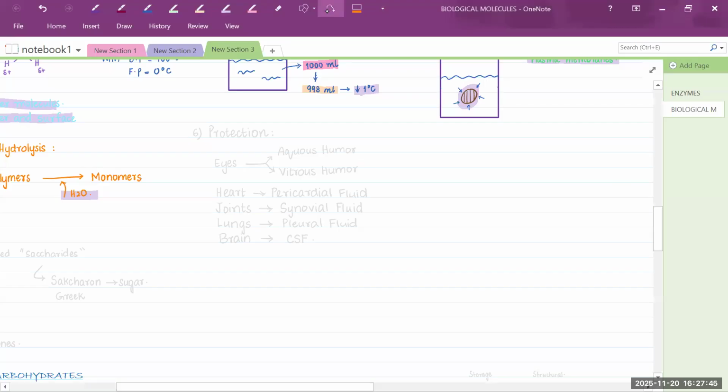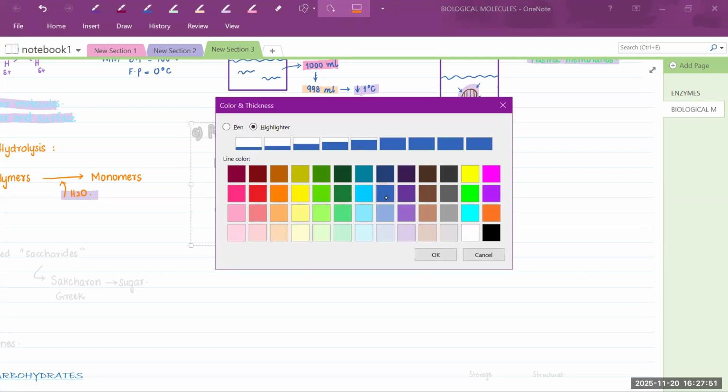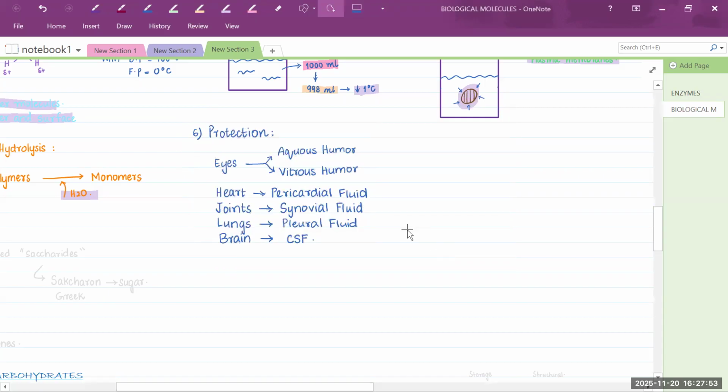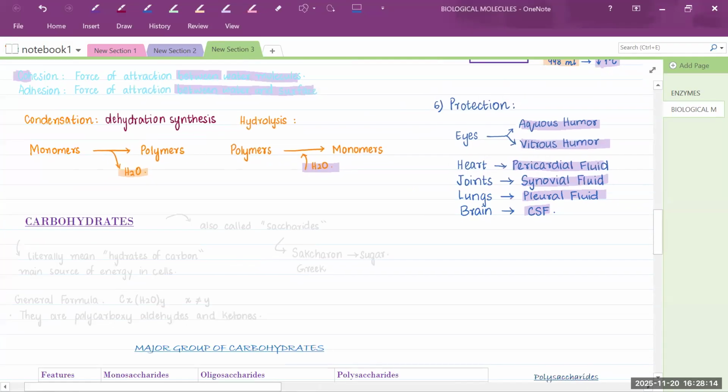Also, one more property of water that I forgot to add was protection. How does it provide protection? Like in the eyes, we have aqueous humor and vitreous humor. They are also made up of water. In the heart, we have pericardial fluid. In the joints, we have synovial fluid. In the lungs, we have pleural fluid, and in the brain, we have CSF, which is cerebrospinal fluid. These are all made up of water and provide protection to the organs, to the joints, etc.